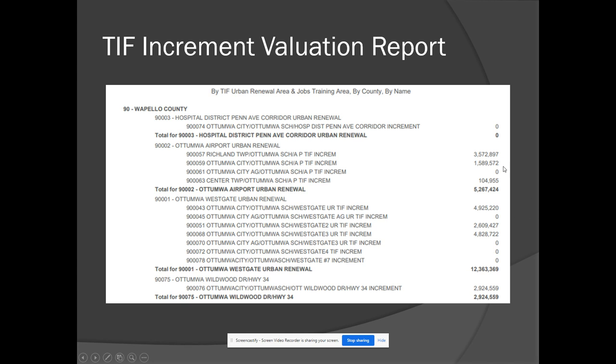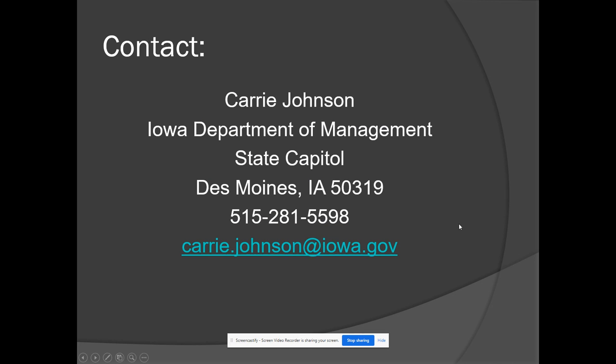The increment valuation report, similarly, is just going to list the increment value for each of the areas, the increment districts within those areas.